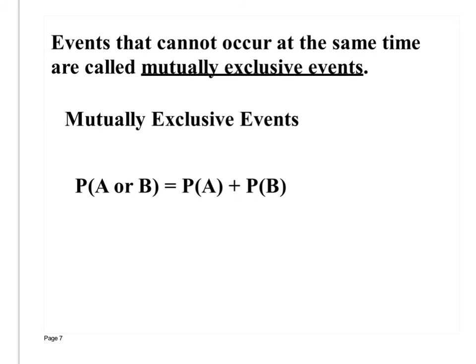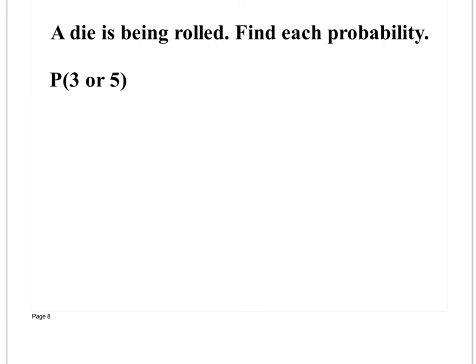Write this down. Events that cannot occur at the same time are called mutually exclusive events. When we're finding the probability of a mutually exclusive event, meaning they can't happen at the same time, like rolling a dice, you can't get a 3 or a 5 at the same time, we add the probability. So we have the sum of the probability. So write this down. The dice is being rolled, we need to find the probability of rolling a 3 or a 5. So what's the chance of rolling a 3?